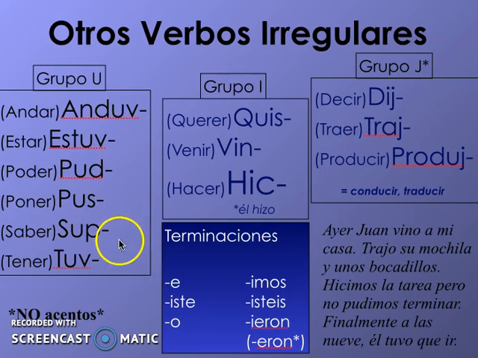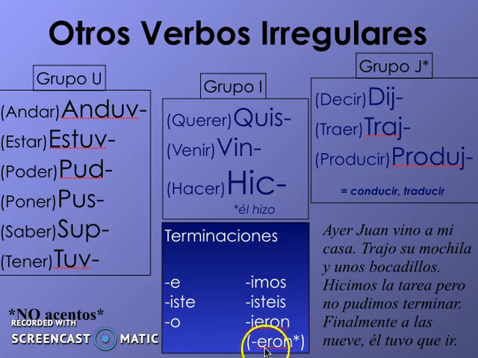So the U group, we have estuve, pude, puse, supe, tuve, and make sure you double check what all of those mean if you don't recognize them. And then the grupo I, these are all stems that have an I in them. Quise, I wanted or I tried. Vine, I came. Hice, I did or I made. And the only exception here is that hacer in the él/ella/usted form is hizo, because if we had just a O, it'd be hico, and we want that sound.